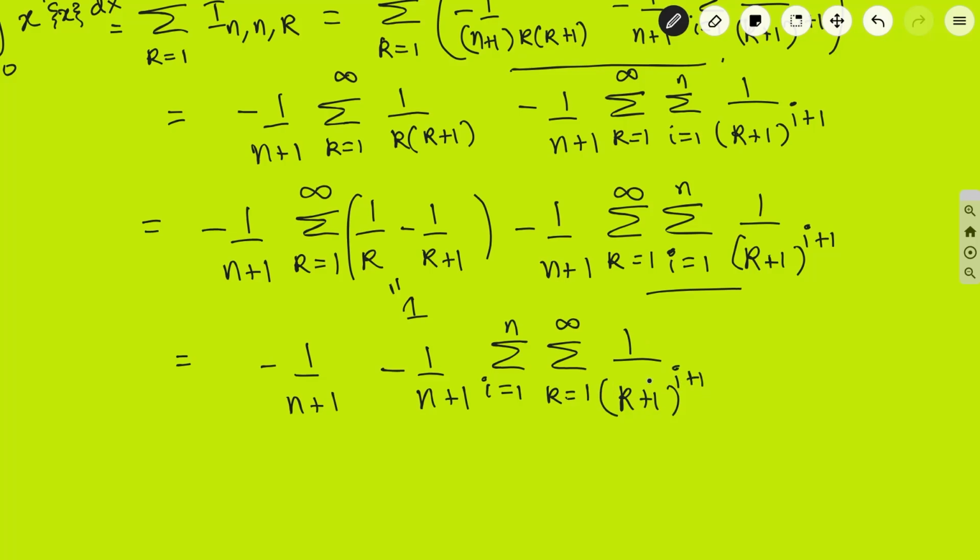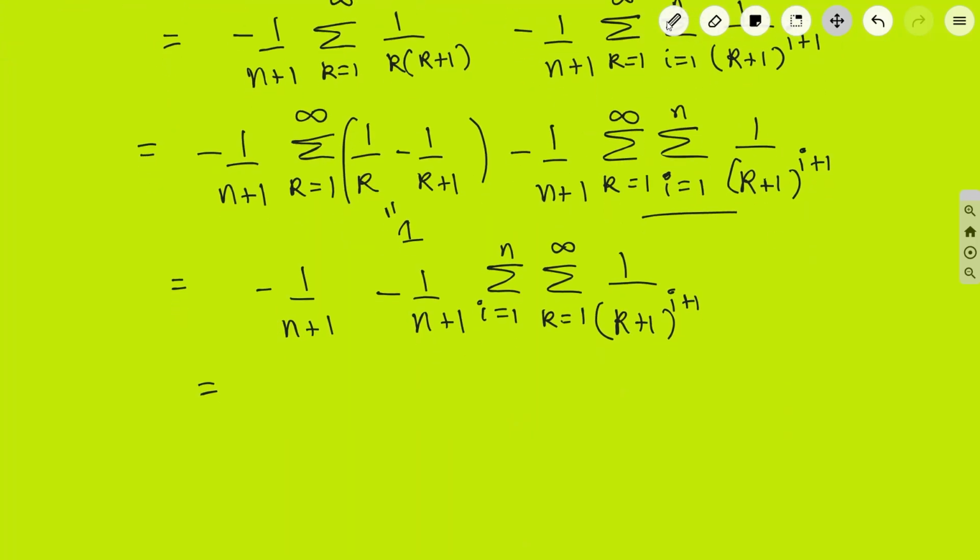So I need to justify why I can do this swapping, but you will see later that there's nothing wrong with doing this particular step here. Well, there are many theorems in math which tell you when you can swap this. When your series is absolutely convergent, then you can definitely do this.